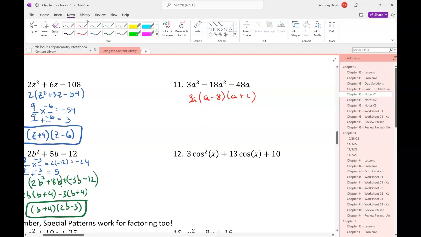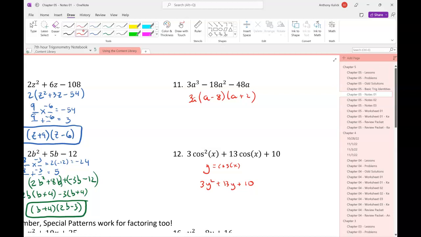Look at 12. What do I do with this? Start it the same way. Greatest common factor? None. How many terms? 3. Is it in the quadratic form? Well, it's not quadratic per se, but it is in the quadratic form. Because if we think about y as the same thing as cosine x, this was really the same thing as factoring 3y squared plus 13y plus 10, right?